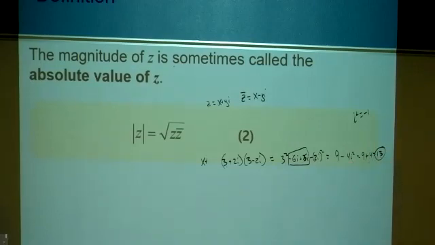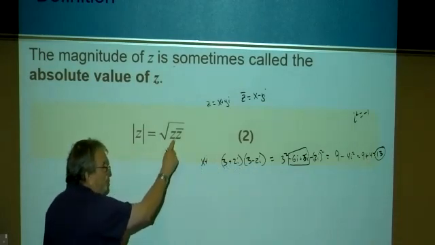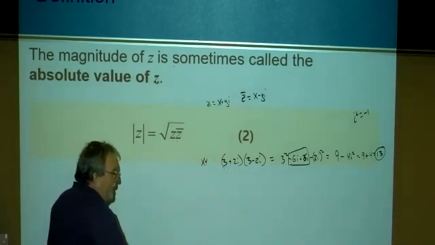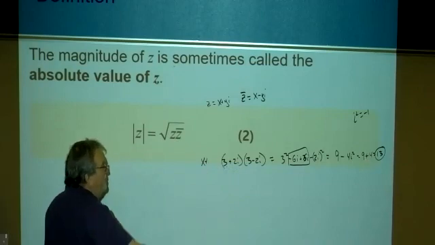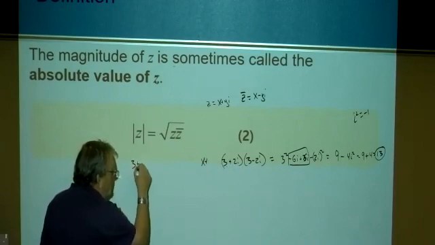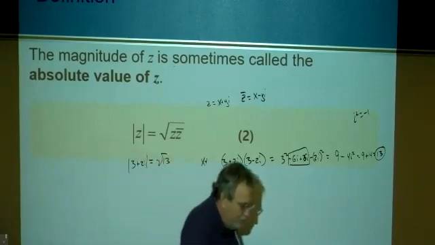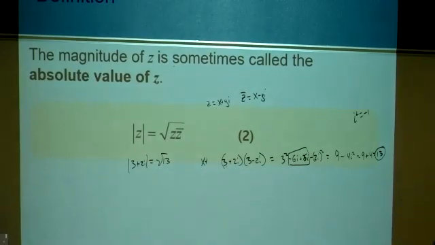Every time you multiply a complex number by its conjugate, you get a real number. And then we just find the square root of it. So if I wanted to find what the magnitude of 3 plus 2i is, then this is just the square root of 13, which is a positive distance.